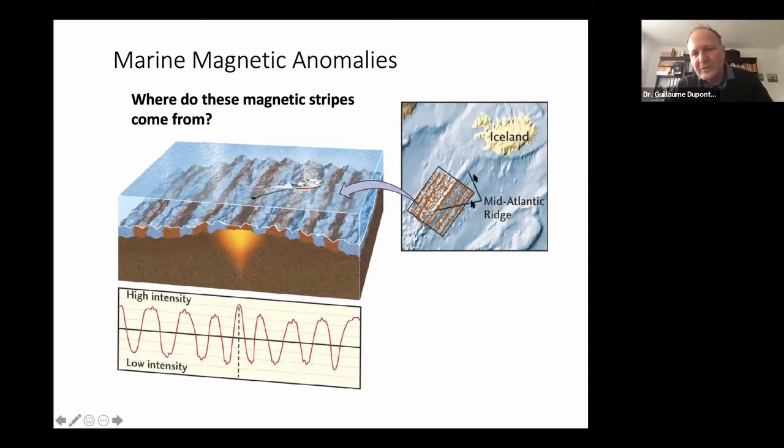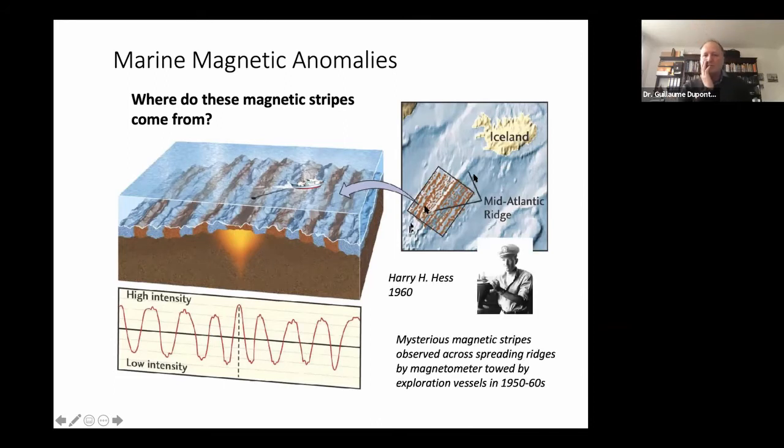You can see here this mid-Atlantic ridge, and you see these magnetic stripes, as they are sometimes called. This was observed by people in the 60s, in particular Harry Hess, who had proposed the spreading ridge hypothesis. But still it was a hypothesis, and there was no way to really prove plate tectonics.